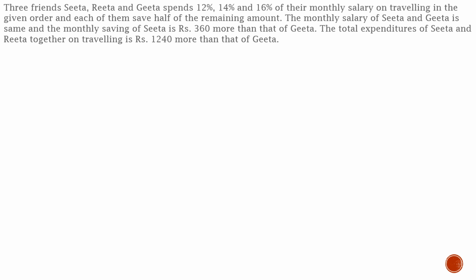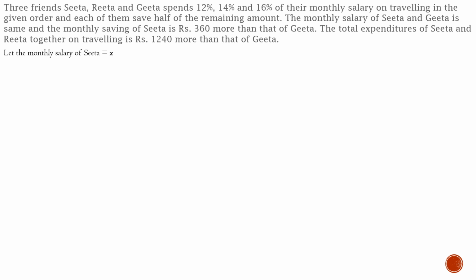The monthly salary of Sita and Geeta is the same, and the monthly saving of Sita is 360 rupees more than that of Geeta. The total expenditure of Sita and Rita together on traveling is 1,240 more than that of Geeta. Now, before answering any questions, we will make one complete calculation of the income of Sita, Rita, Geeta, how much they spent on traveling individually, and how much they individually saved.